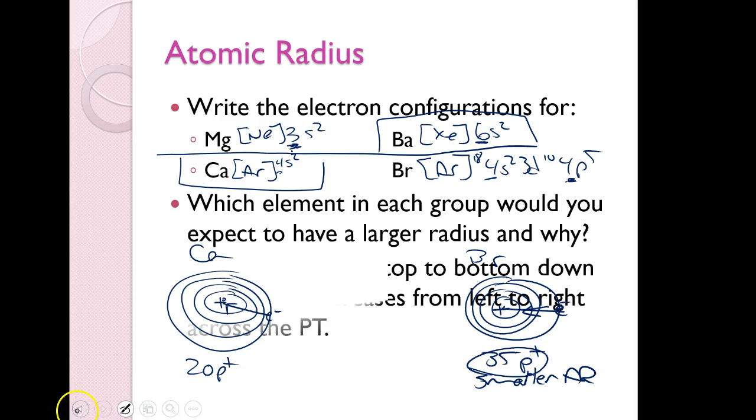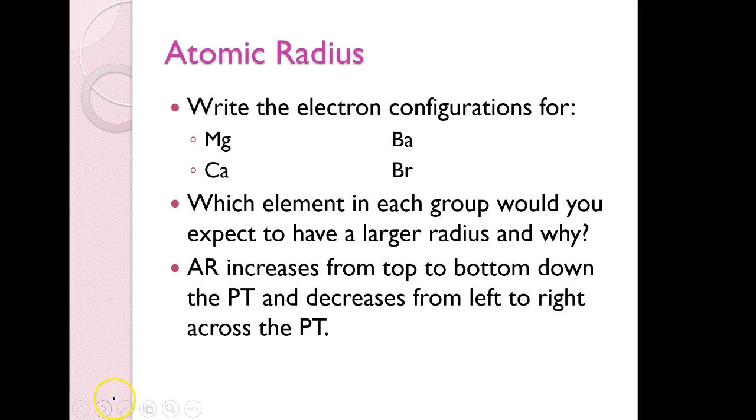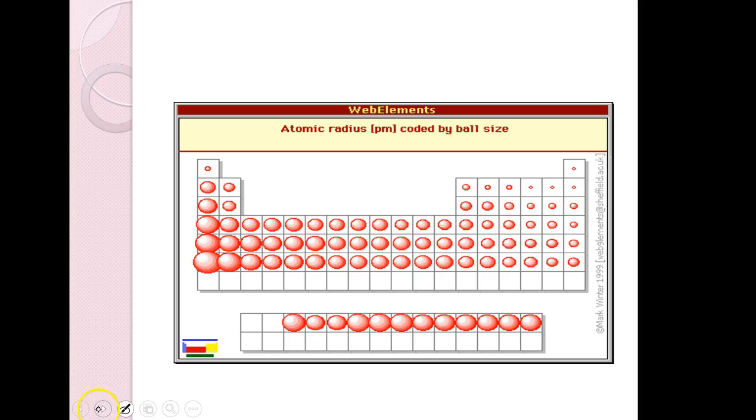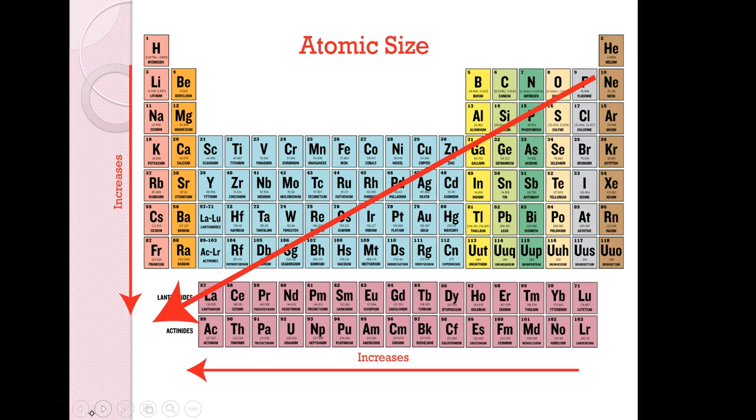Okay? Oops, let me erase the ink on the slide. Alright, so atomic radius increases from top to bottom within a family. That would be these guys. Barium is bigger. And it decreases from left to right across the periodic table going within a row. And that would be these guys. Calcium's actually bigger. So here's how it works. The atomic radius decreases going this way. The atomic radius increases going down. And you can see that here. You can see the energy levels, things like that. Okay, so the largest atomic radius is right there. The smallest is here.